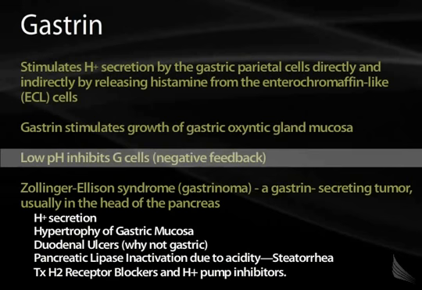Low pH inhibits G cells. This is important because as gastric acid secretion takes place, and when there is enough gastric acid present, the pH in the stomach goes down, and therefore a negative feedback mechanism is present to prevent further secretion of gastrin.